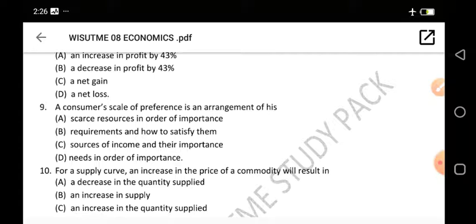But if you agree with me with that definition, you also agree that the answer to that question is D, meaning you are arranging your wants, your needs in order of their importance. So the answer to number 9 is D.